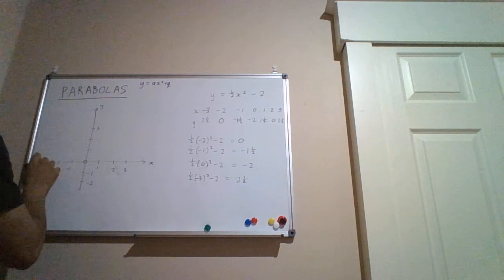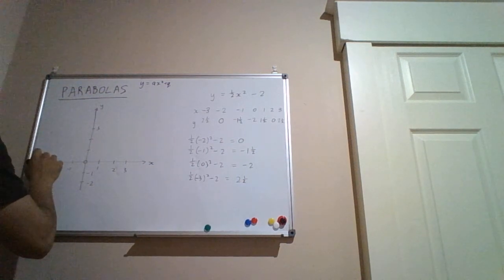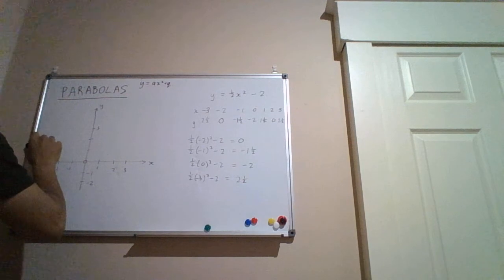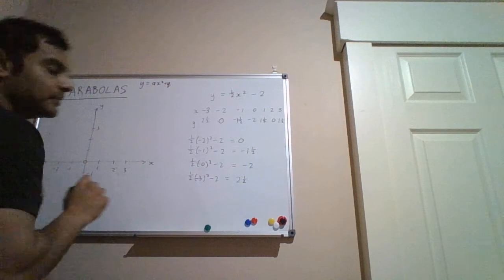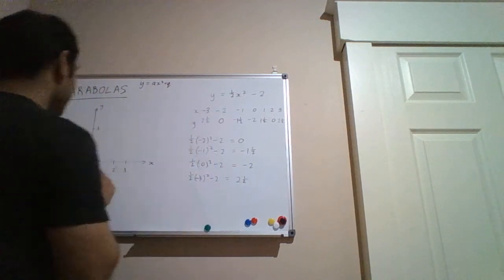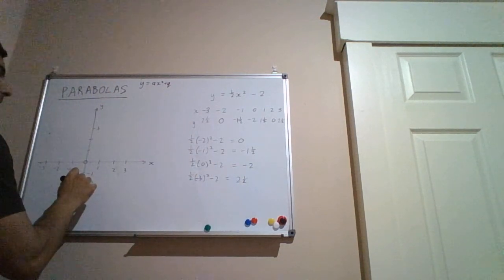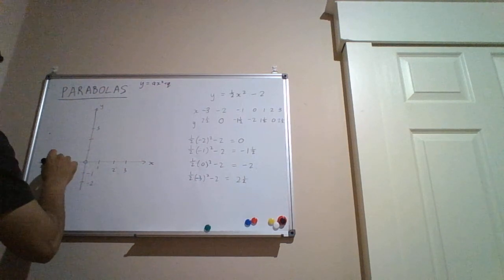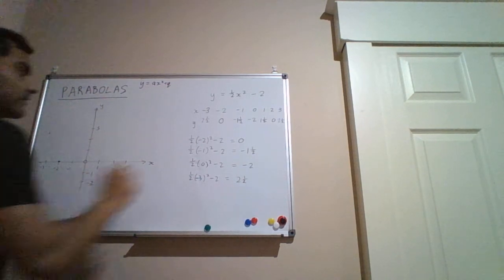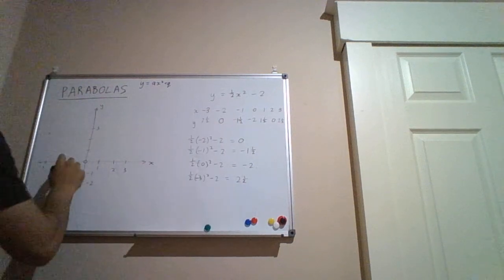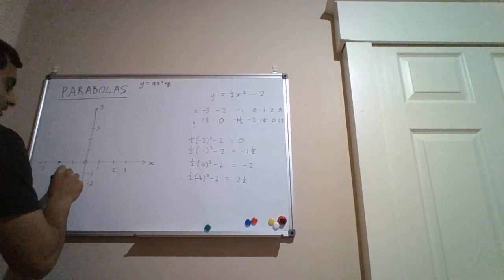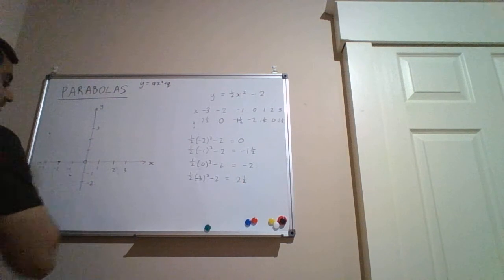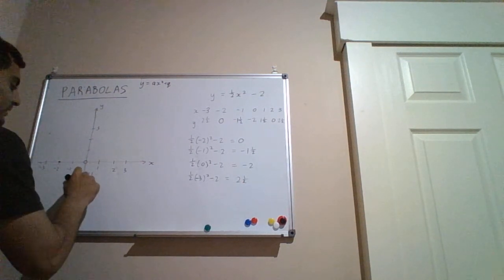X equals minus 3, y equals 2.5, so it's minus 3 for x, and then 1, 2.5 for y. Next up, minus 2 and 0. Minus 2 and 0 is there. Then we've got x equals minus 1, y equals minus 1.5. So it's minus 1 for x, then minus 1, minus 1.5 for y. That's about there.